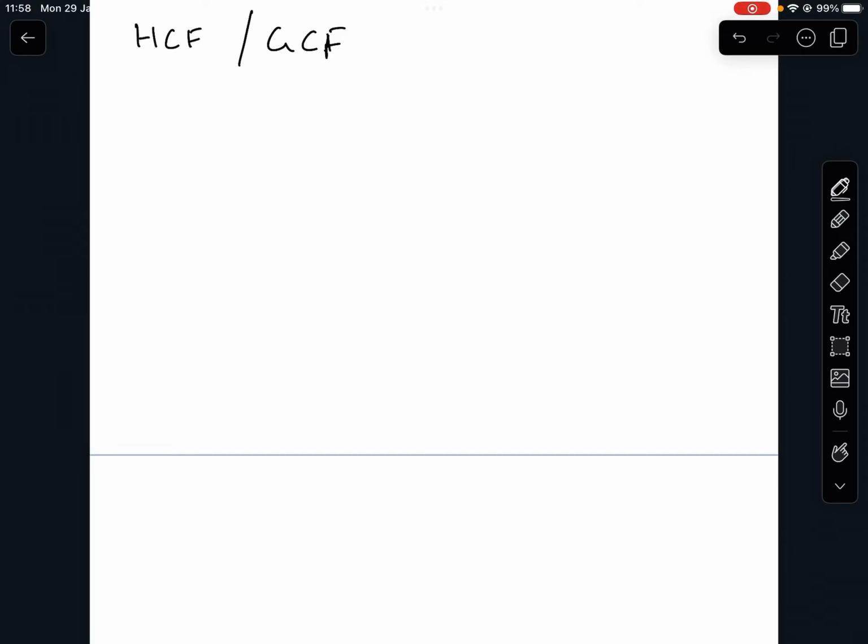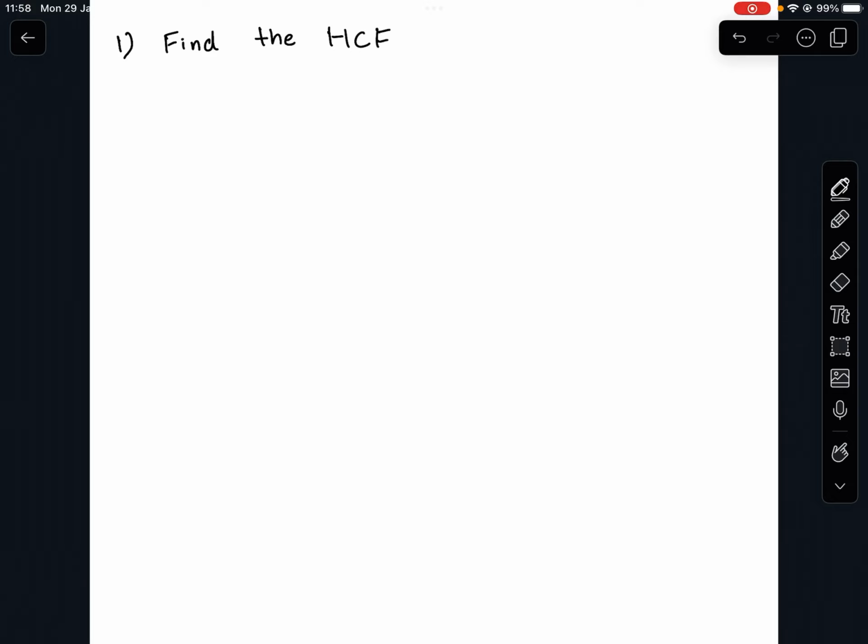Okay, problem 1. Find the HCF of 12 and 18. Okay, so again we write the 2 numbers in the diagram, but this time we actually do something different. You'll see what we do different.